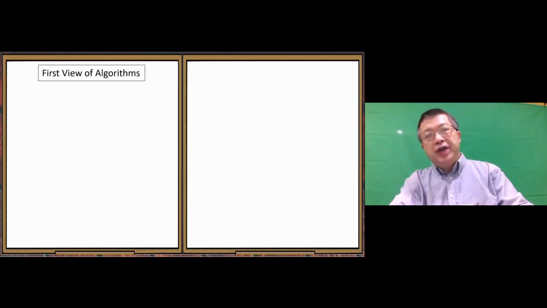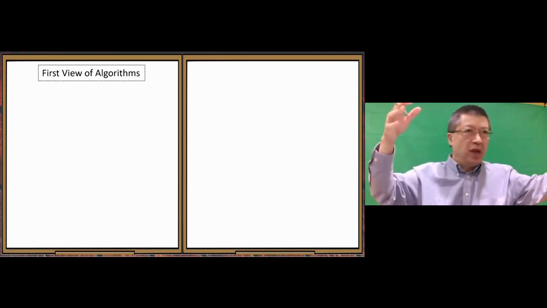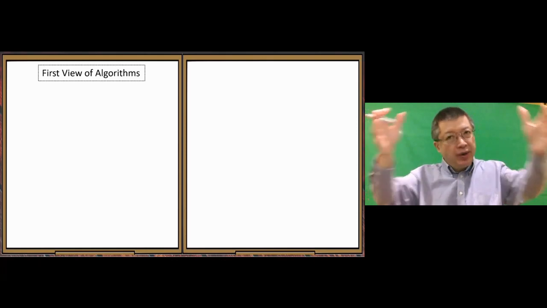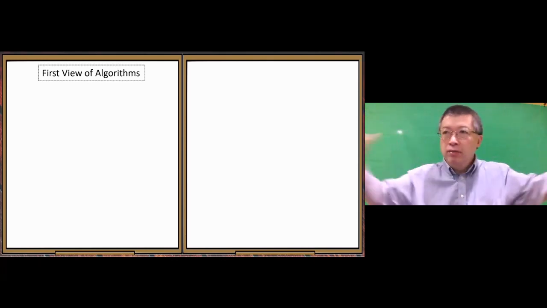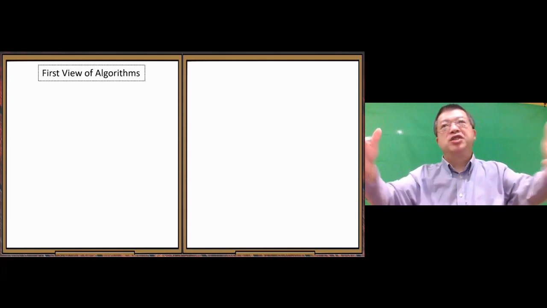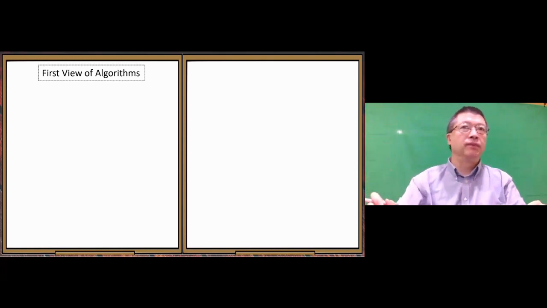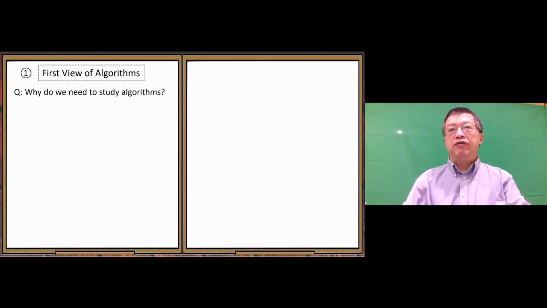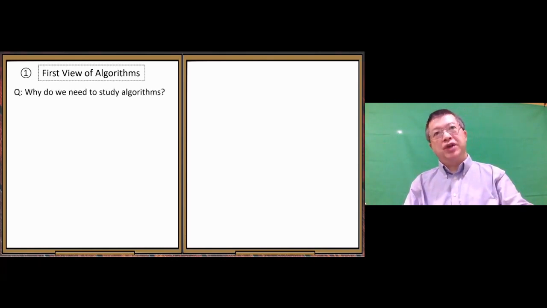When we try to understand algorithms, there are many different angles. So we want to get a very good understanding. So we look at the algorithms from many different angles. Now we start our first angle. So the first view of algorithms. First, I want to ask you this question. Why do we need to study algorithms?